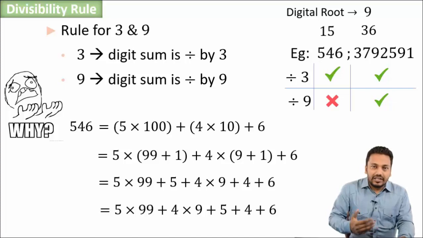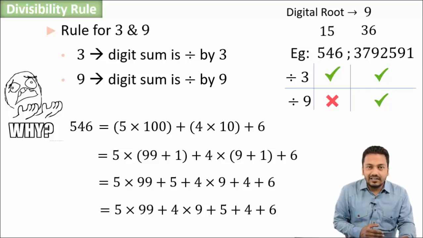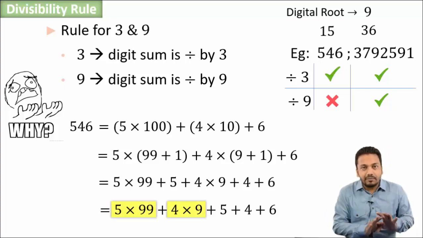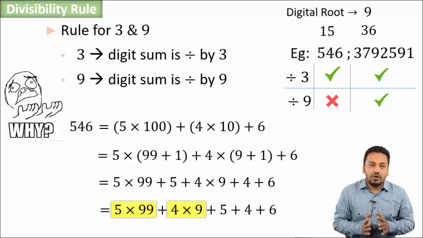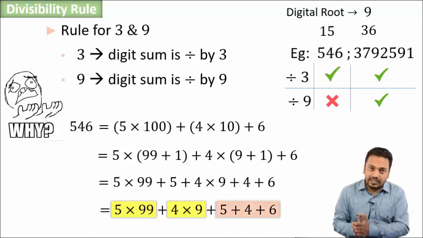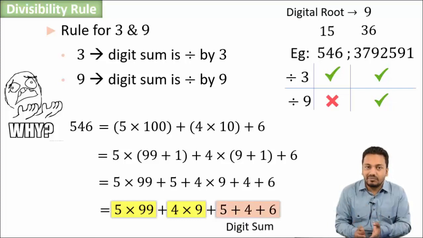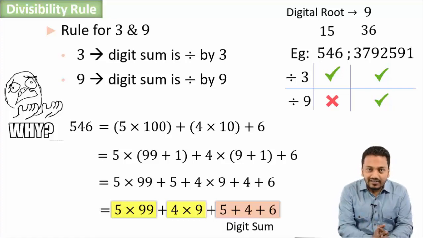Now divide by 3 or divide by 9. These terms will get completely divided as they have 99 and 9 in them. All you have to check for is 5 plus 4 plus 6. That is the digit sum of the number. Got it? One more thing here.